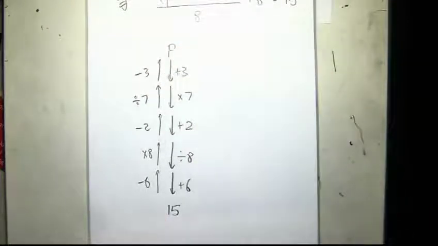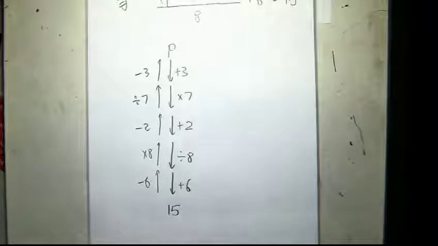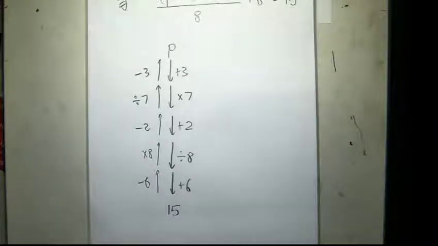So if I start with 15 and in turn do minus 6, and then after I've calculated that times 8, and then after I've calculated that minus 2, and then after I've calculated that divide by 7, and then after I've calculated that minus 3, it should tell me what p is. Okay, and that's great. You know, I could just get my calculator and actually do that calculation now.